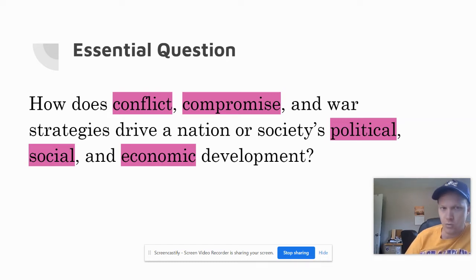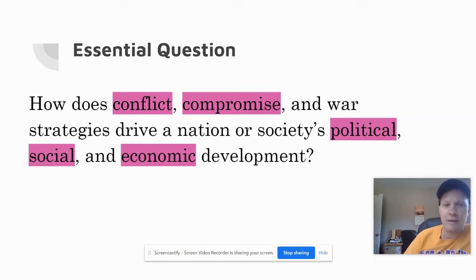War strategies, I didn't highlight that one because we've played games in class before. So strategy, of course, is a plan to help you win the game. So a war strategy would be a plan you come up with to help your side win the war. Okay, political, that has to do with government. Politics is where it comes from.